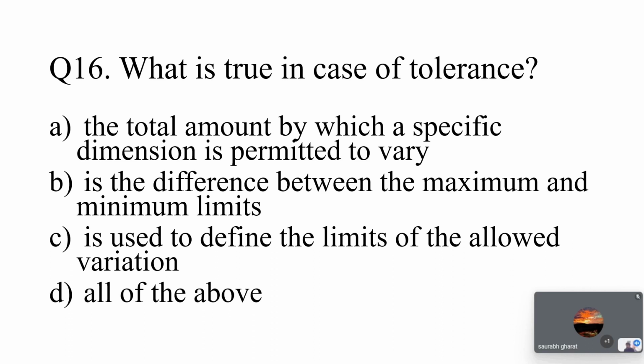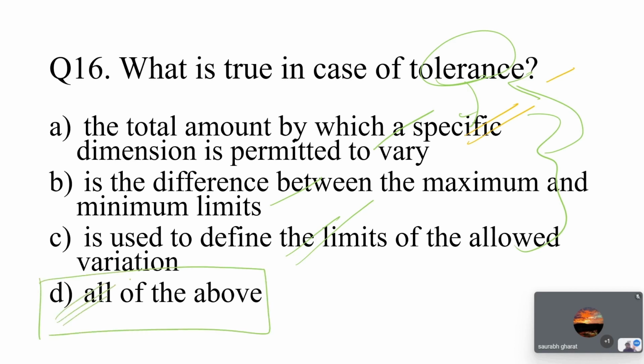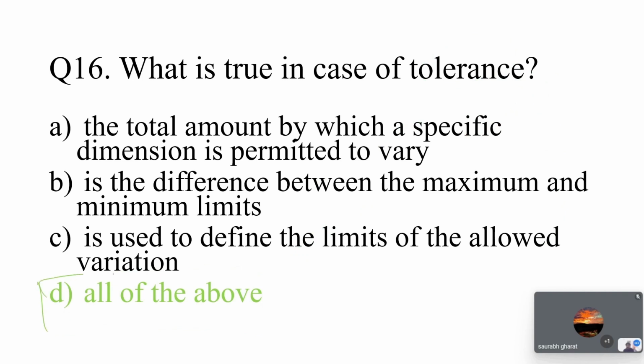If you go through the slides, you may get: total amount by which the specific dimension is permitted to vary. This is tolerance. This option is correct. Means for tolerance, we are checking the difference between maximum and minimum limits. That's again correct. Used to define limits of allowed variation. So these all satisfy the cases for tolerance. So all of the above will be the correct answer.